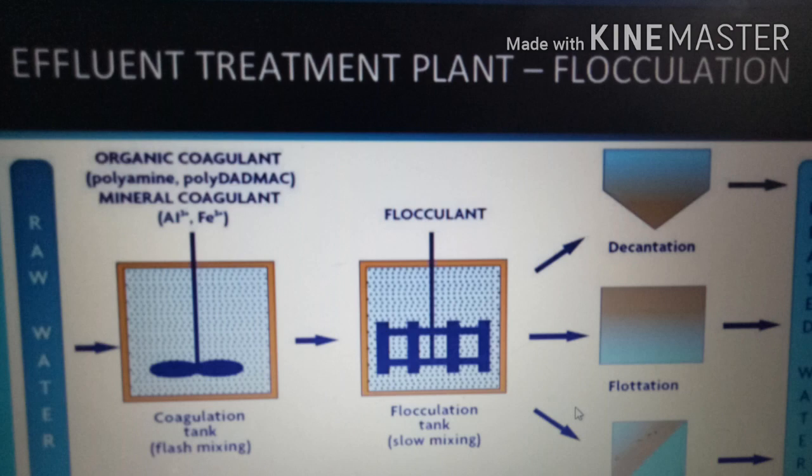The flocculation picture represents the raw water in an ETP plant. The picture shows organic coagulant, polyamine, DADMAC, mineral coagulant, aluminum and ferrous, the coagulant tank with flash mixing, the flocculation tank with slow mixing, and decantation, flotation, filtration, finally treated water filtration. So this is the flocculation process.